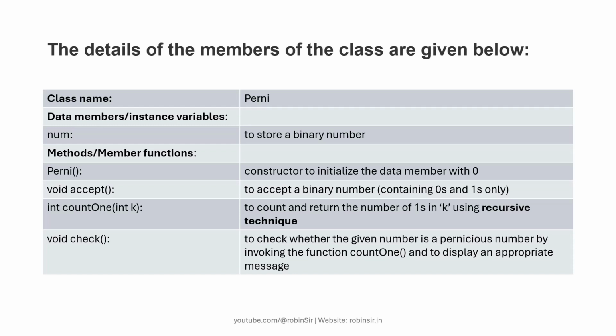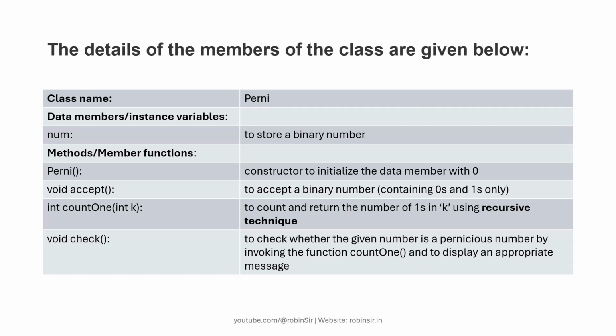These are the details of the members of the class. The class name is given, and then we have the data member to store the number in binary form. Then we have a constructor to initialize that data member. Then we have the accept function to input the number, and this number should only contain zeros and ones. Then we have one count1 function, which takes one integer as an argument, and it counts and returns the number of ones in that argument using a recursive technique.